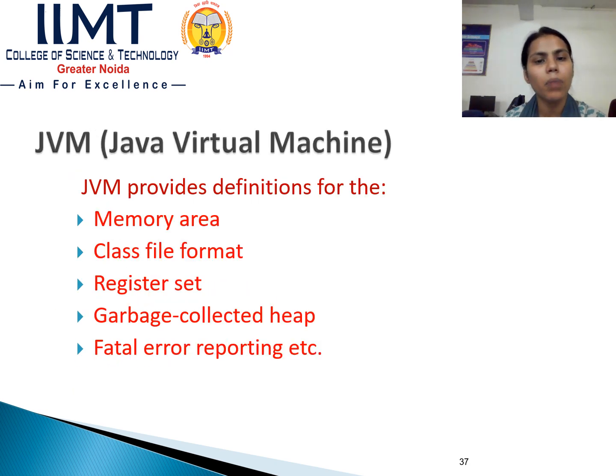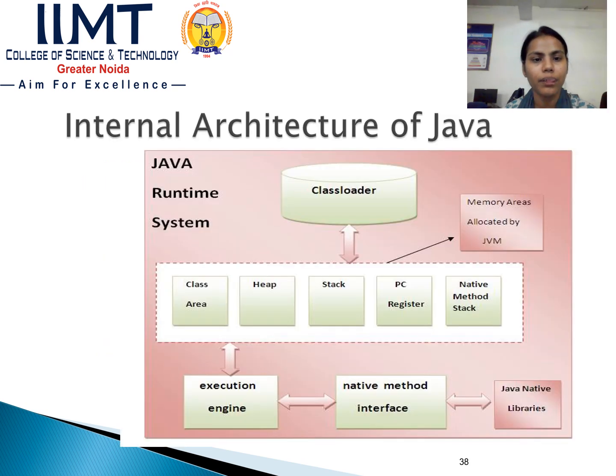Now, the Java Virtual Machine. JVM provides definitions for the memory area, class file format, register set, garbage-collected heap, and fatal error reporting. Now see the internal architecture of Java and how the Java runtime system works. Class loader, then it goes to the memory areas allocated by the JVM, where we consider the class area, heap, stack, PC register, native method stack, execution engine, and native method interface.